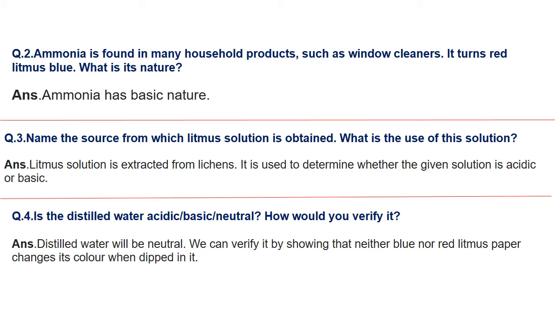Question number 3. Name the source from which litmus solution is obtained. What is the use of this solution? Answer. Litmus solution is extracted from lichens. It is used to determine whether the given solution is acidic or basic.